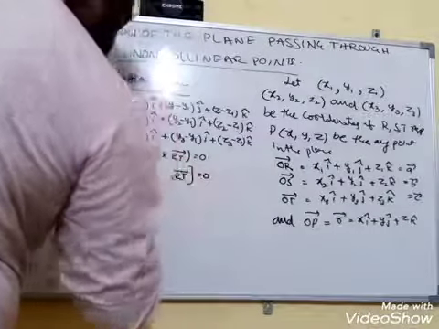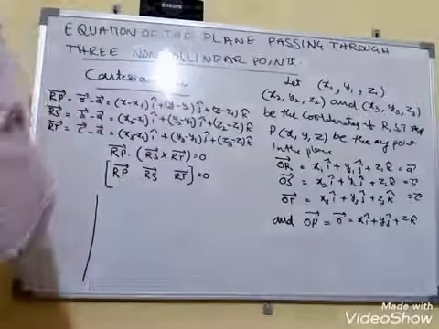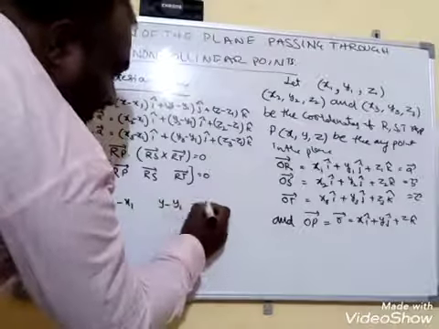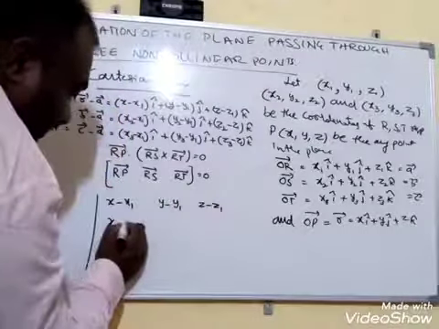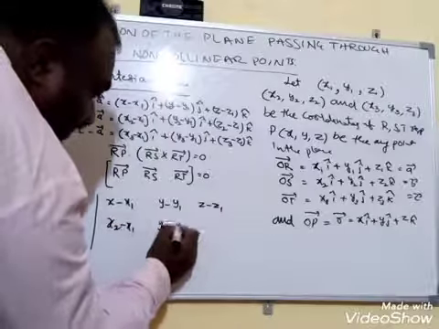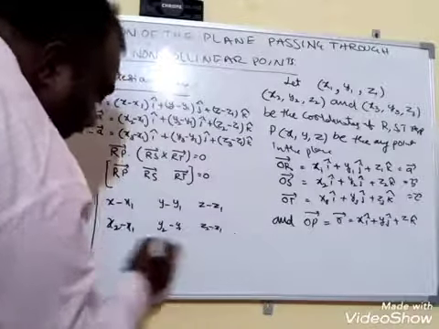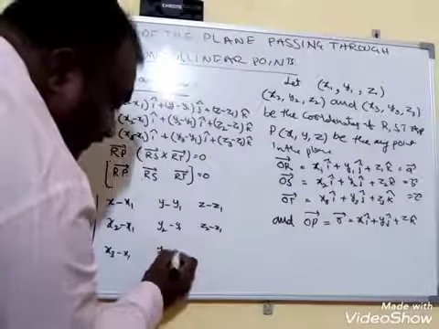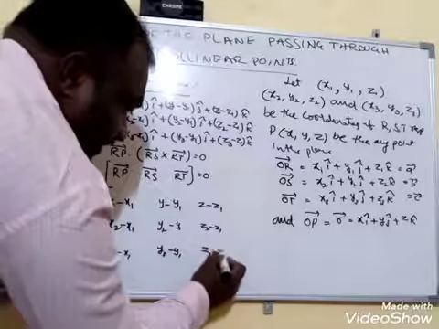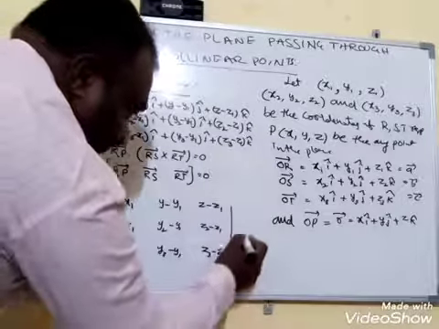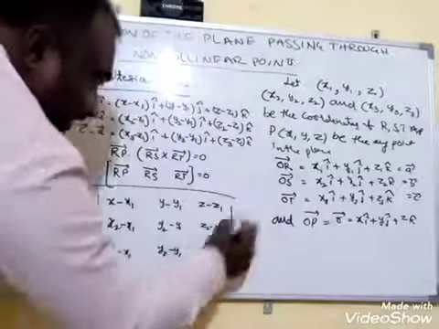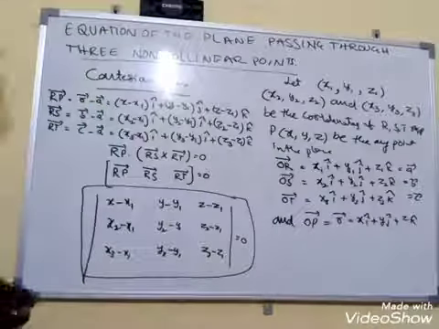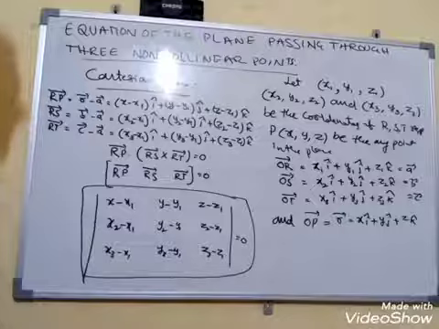Therefore, what are you going to get? The coefficients of RP are x minus x1, y minus y1, z minus z1; then x2 minus x1, y2 minus y1, z2 minus z1; and x3 minus x1, y3 minus y1, z3 minus z1, the determinant equal to 0. This is the Cartesian equation of the plane. If you expand this determinant, you get the required equation of the plane in Cartesian form.